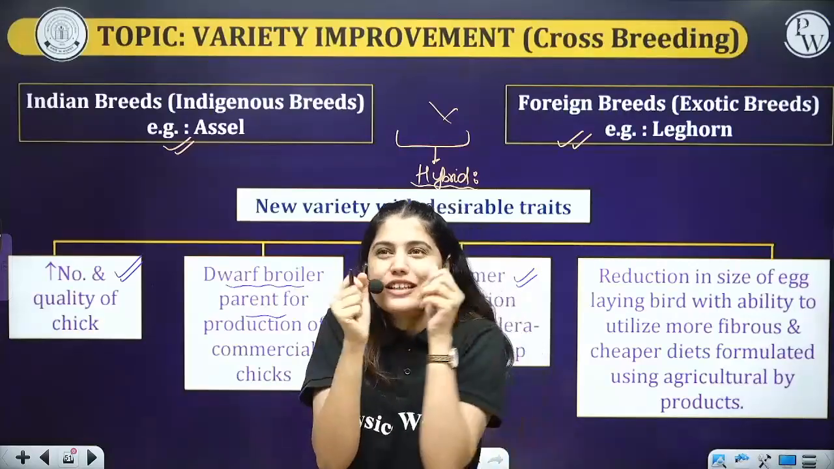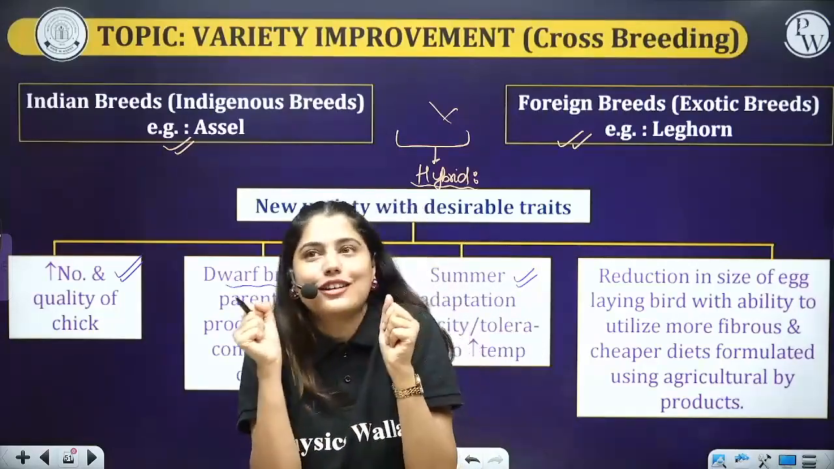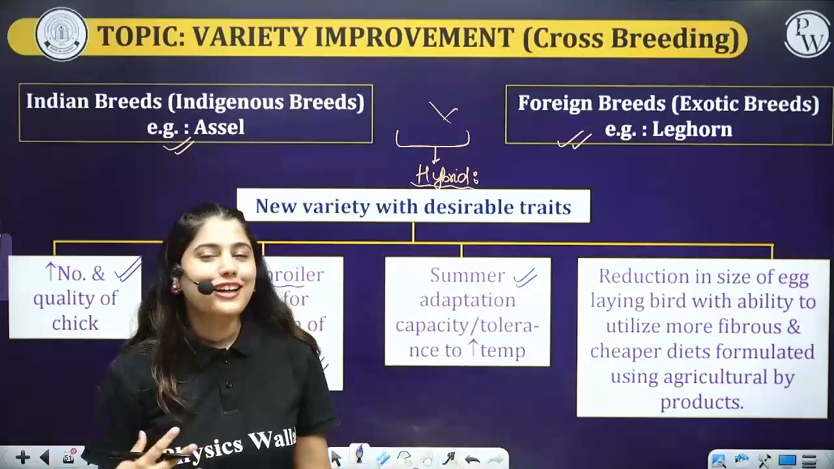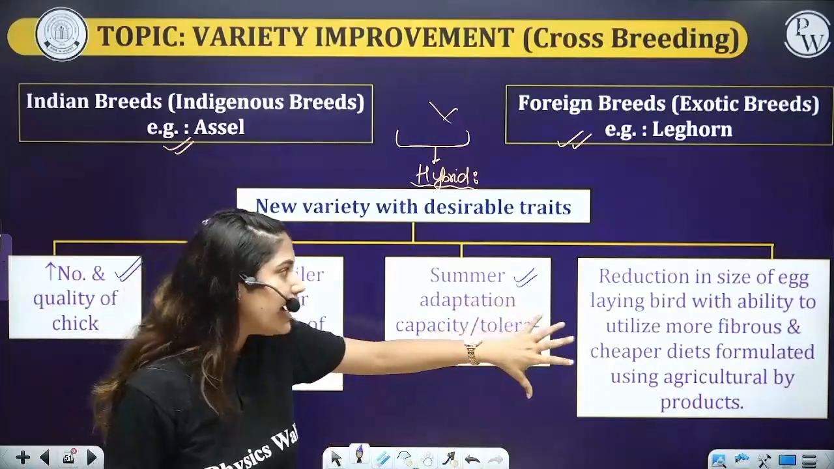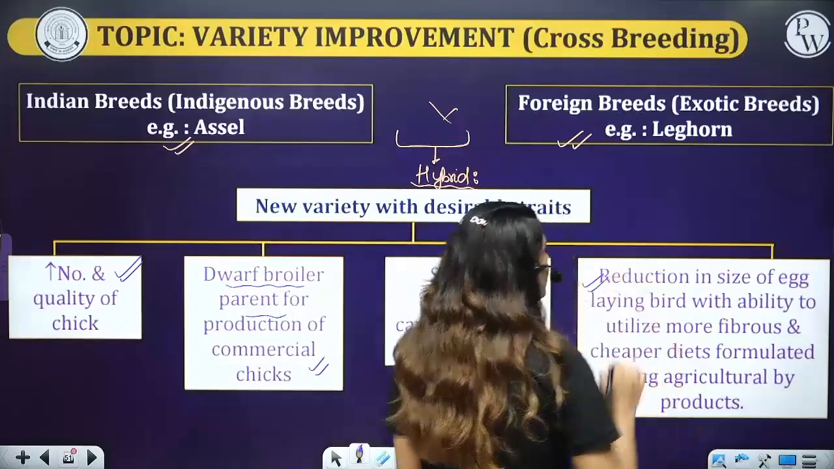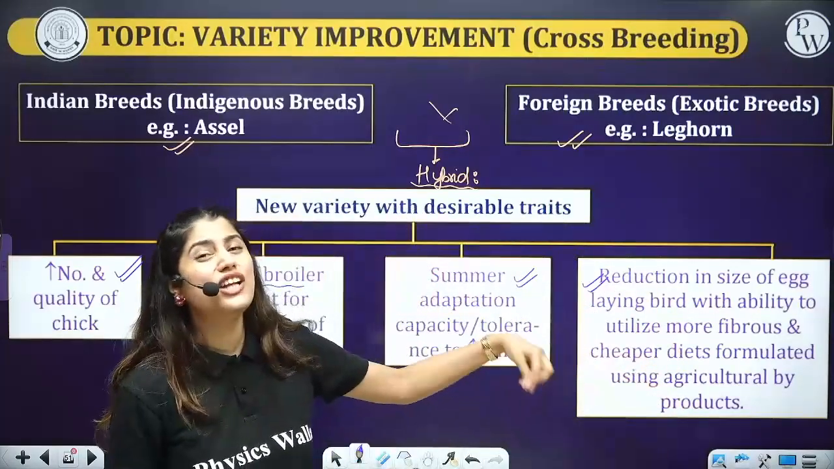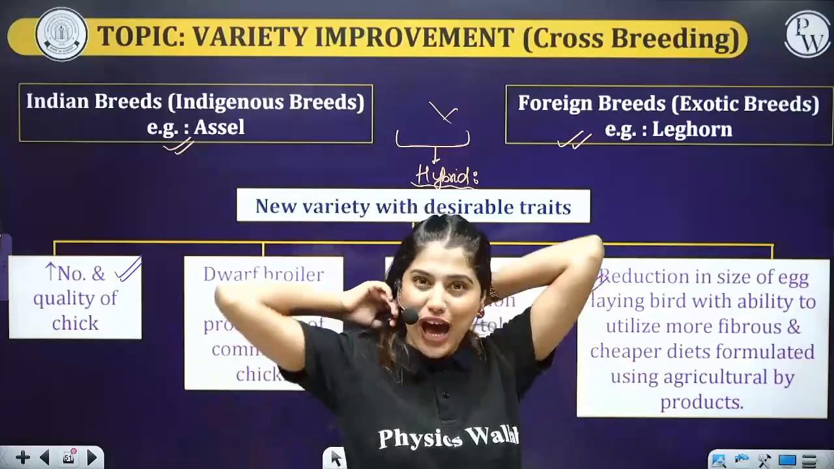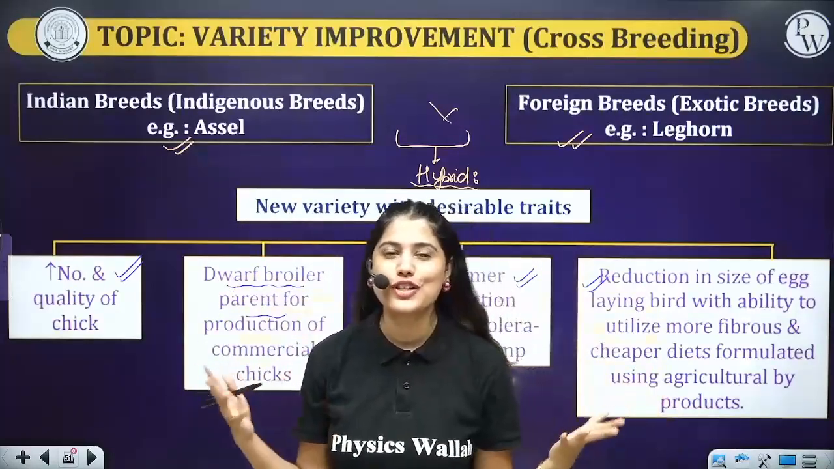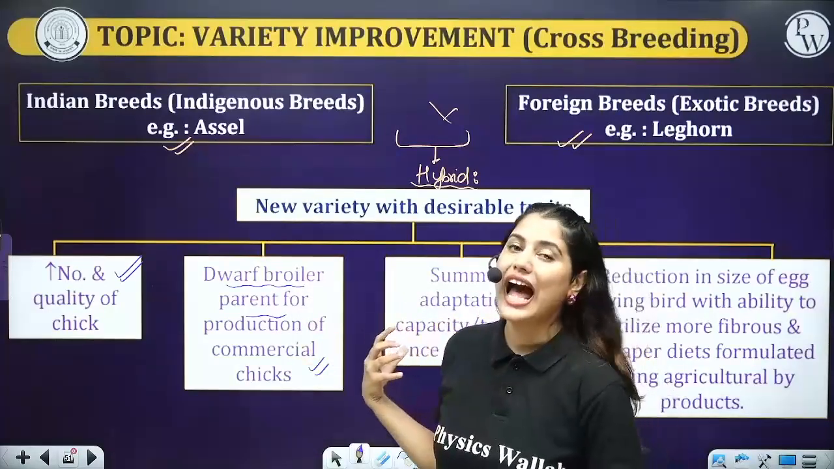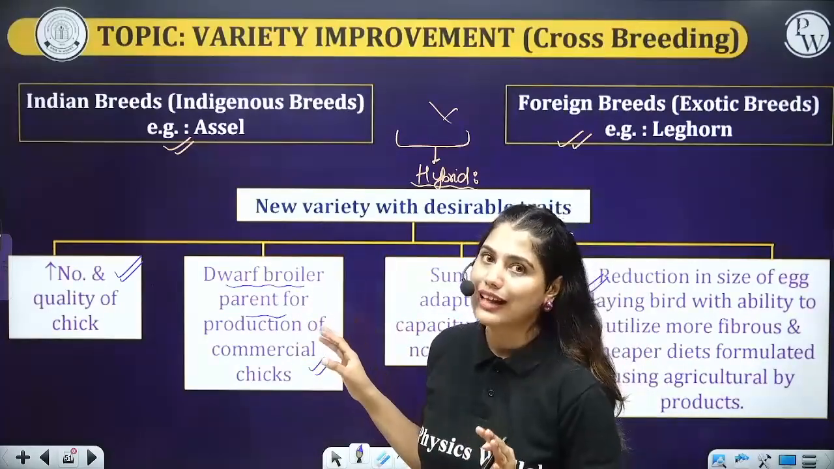A small one will have little space and also little food. A person who is very big needs more food. Similarly, we can also say there is a reduction in the size of the egg laying bird, with the ability to utilize more fiber and a very cheap diet. We want them to have a cheap diet, right? We don't want to invest much in that. That is why there are new varieties which have some very important characteristics.